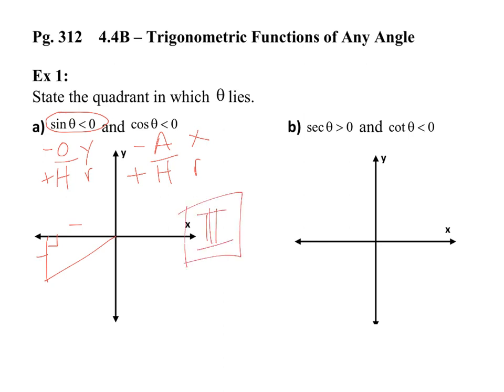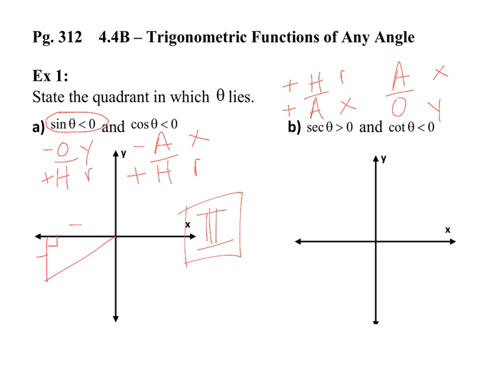Let's do another example. Secant is hypotenuse over adjacent, and cotangent is adjacent over opposite. Once again, h is r, a is x, and opposite is y. Your r is always positive. They say secant is greater than 0 here, so your ratio has to be positive. To make this ratio positive, adjacent must be positive. And then we have cotangent, which is less than 0. That means the ratio has to be negative.